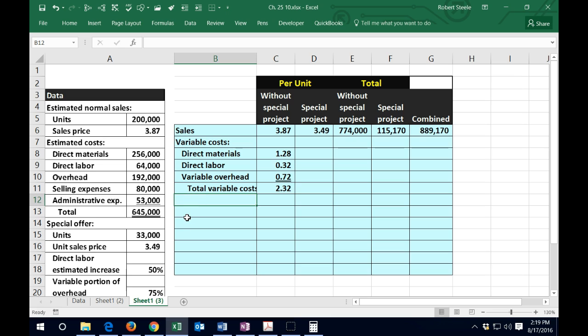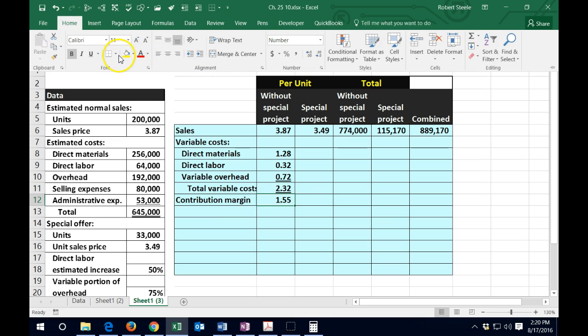Then we're going to calculate the contribution margin. The contribution margin being the sales minus the variable costs. Now this, of course, is the contribution margin per unit. The sales per unit minus the variable cost per unit gives us the contribution margin per unit, 155. If we wanted to put an underline here, which I do, I'm going to go to the Home tab, font, underline, and then we could put a double underline possibly here. Font, double underline, like so.